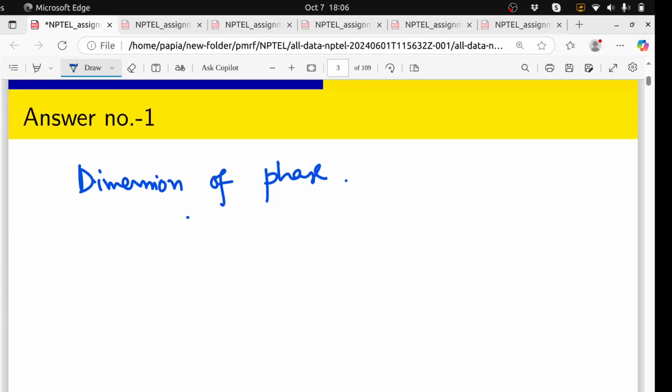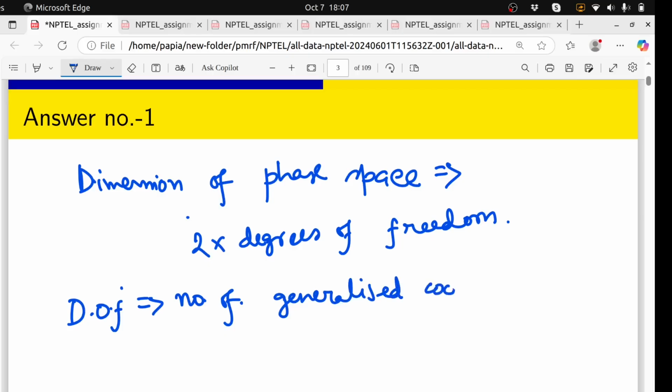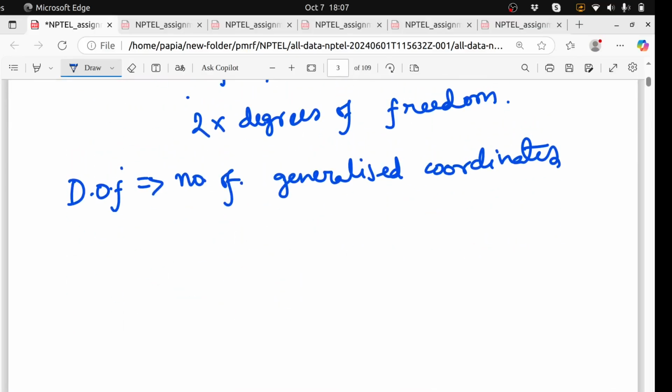The dimension of phase space is 2 into the degrees of freedom. Why is it like that? Degrees of freedom is nothing but the number of generalized coordinates, right? I have already mentioned this in the last class as well. So the degrees of freedom is the number of generalized coordinates.